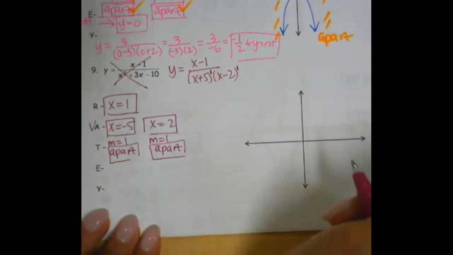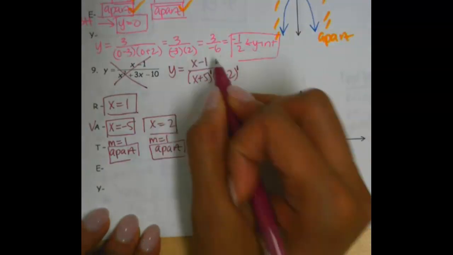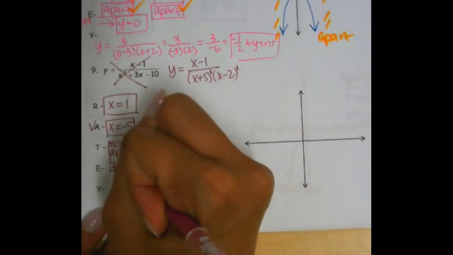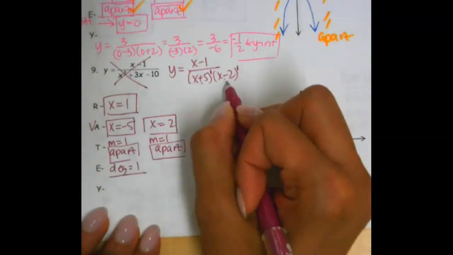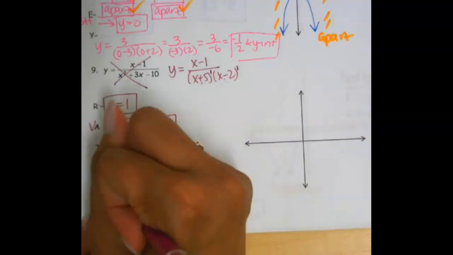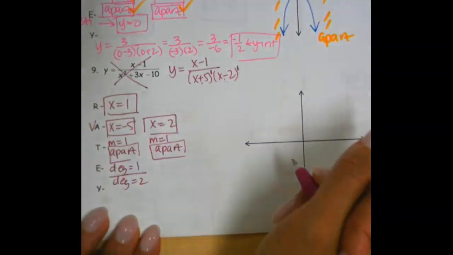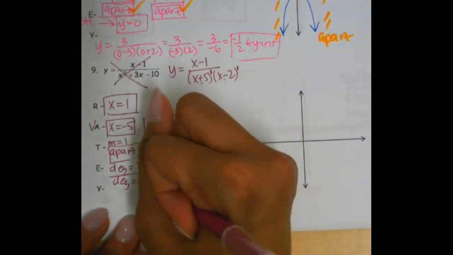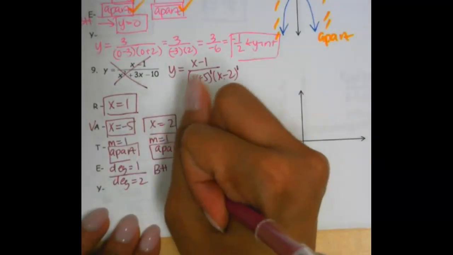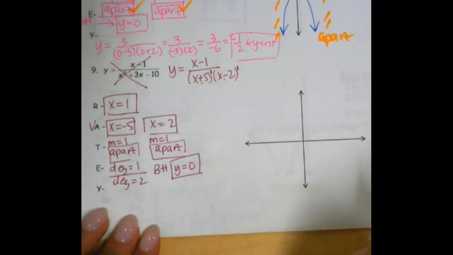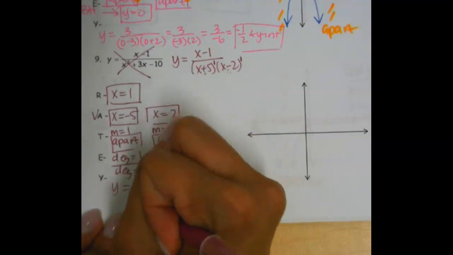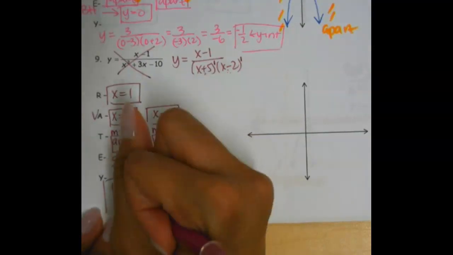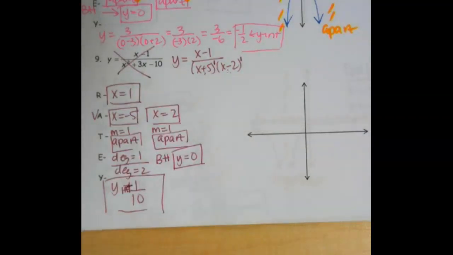E is your end behavior. What's the degree for this numerator? Your degree is just 1. And then for your degree for your denominator, if you were to FOIL both of these, you should get an x squared, which means that your degree for your denominator would be a 2. All I need to do now is just label this as bottom heavy, and your horizontal asymptote will be y equals 0. The last thing I need is my y-intercept. Your y-intercept should just be 1 over 10. And this is the y-intercept. So make sure I label that as y-intercept, guys, so that way you don't get confused.